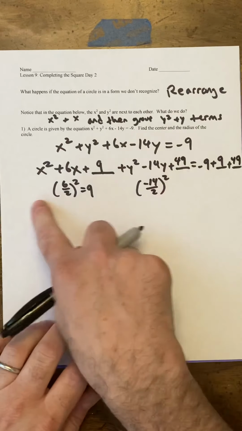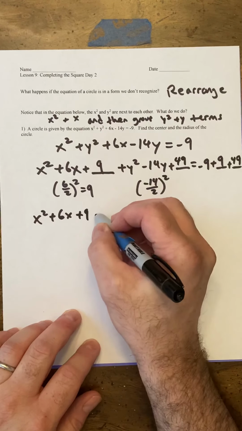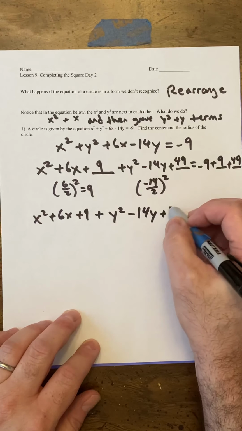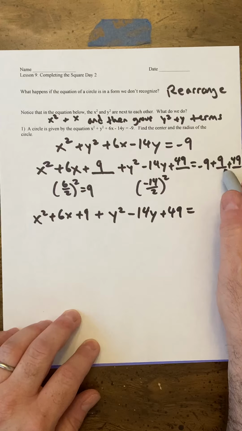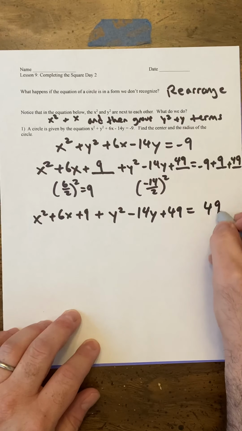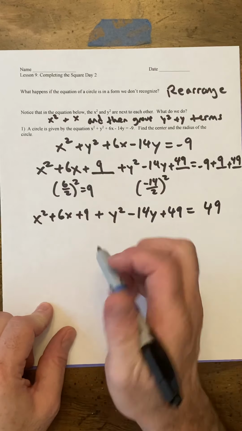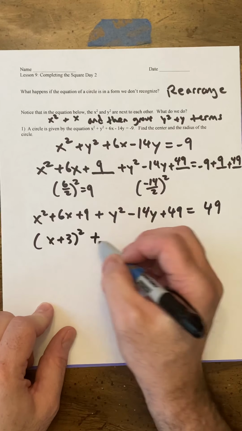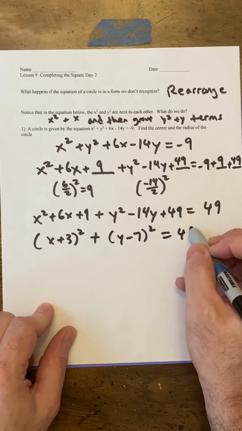All right. I'm going to rewrite this so I can have it down here. So we got this, and we got y squared minus 14y plus 49. I'll actually add all that together. The negative 9 and 9 cancel out, so we just get 49 on this side. And now we're going to take this trinomial here. We're going to factor it. It's going to be x plus 3 squared plus, and that's going to become y minus 7 squared equals 49.